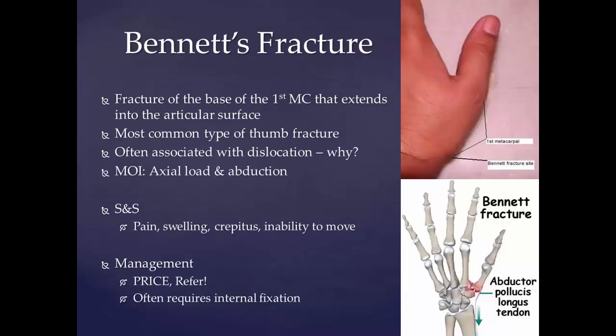Bennett's fracture is a fracture of the base of the first metacarpal bone, which extends into the carpometacarpal joint. This intra-articular fracture is the most common type of fracture at the thumb, and it nearly always is accompanied by some degree of subluxation or dislocation of the carpometacarpal joint.